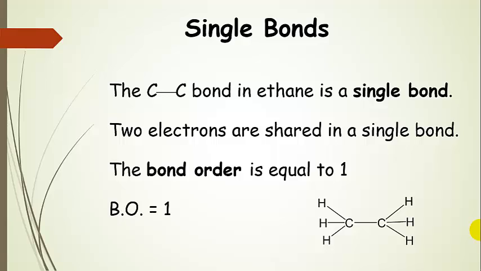So you're going to hear that the bond order is equal to 1. As I said, a relatively straightforward concept. If the bond order is 1, then it's a single bond. And that means that 2 electrons are shared between those atoms involved in the bond. Now, these carbon-hydrogen bonds are also single bonds. So the bond order is 1 between carbon and each hydrogen.